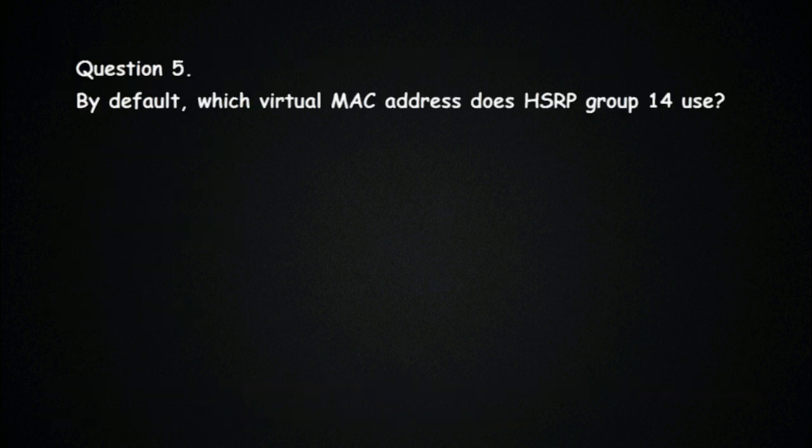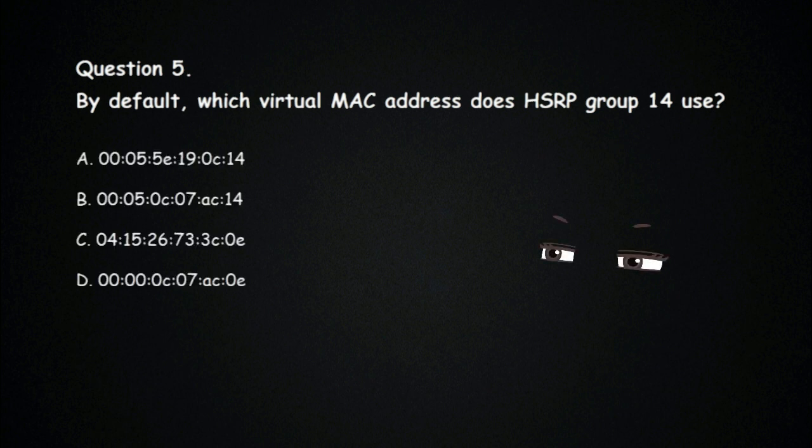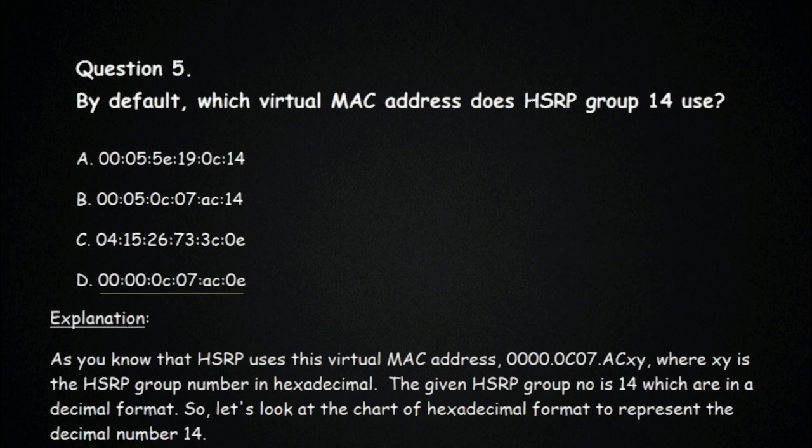Question 5. By default, which virtual MAC address does HSRP Group 14 use? Options. Answer is D. As you know that HSRP uses this virtual MAC address 0000.0C07.ACXY, where XY is the HSRP group number in hexadecimal. The given HSRP group number is 14, which is in a decimal format.